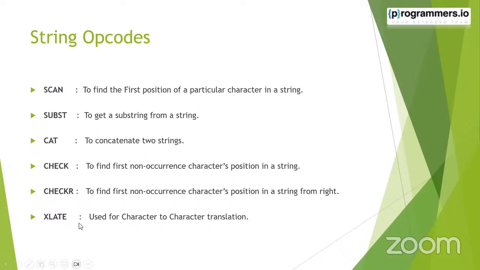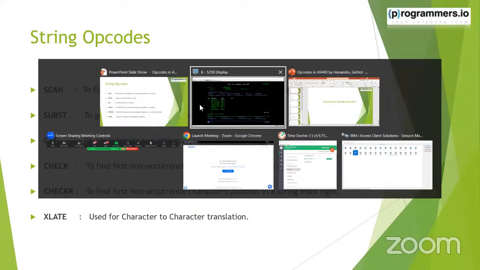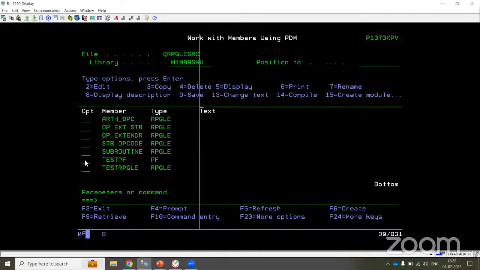And xlate is used for character-to-character translation. Like you want to convert lowercase to uppercase. Some name is written in lowercase and you want to read it in uppercase, so in that case we use the xlate opcode. How we use this, we can see in the green screen. So I'm sharing my green screen again. Now coming to the string opcodes here.